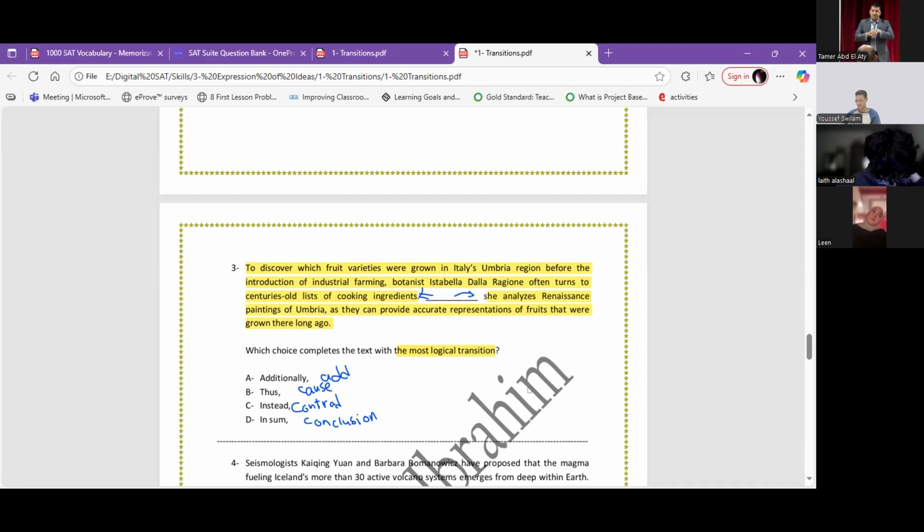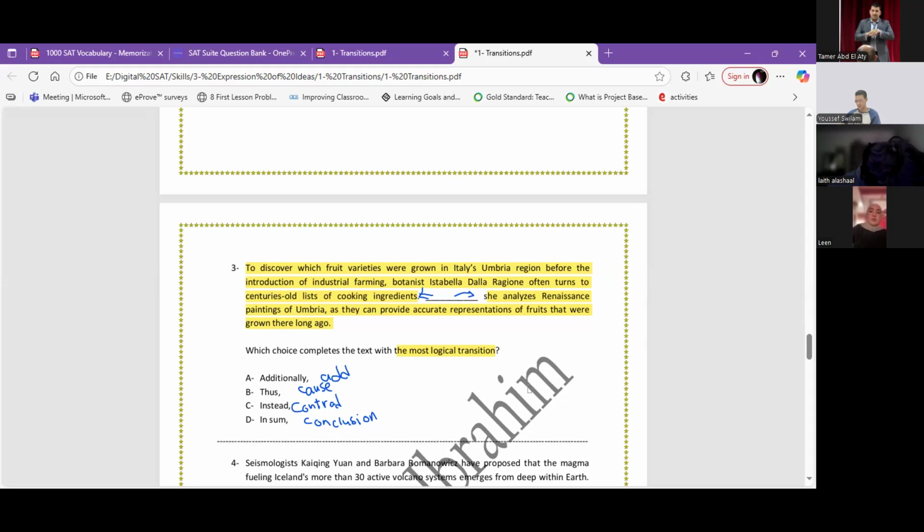Okay, this woman is a botanist, she wants to know the fruit varieties in Italy before industrial farming, before they used industrial machines in farming. So if she wants to know, she starts searching in where? In cooking ingredients, the same topic that she wants to search for, the fruit varieties.